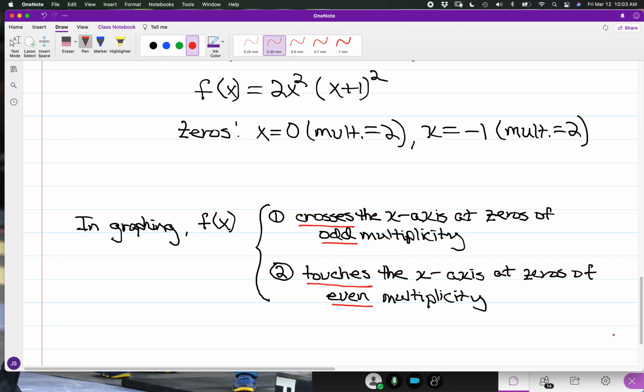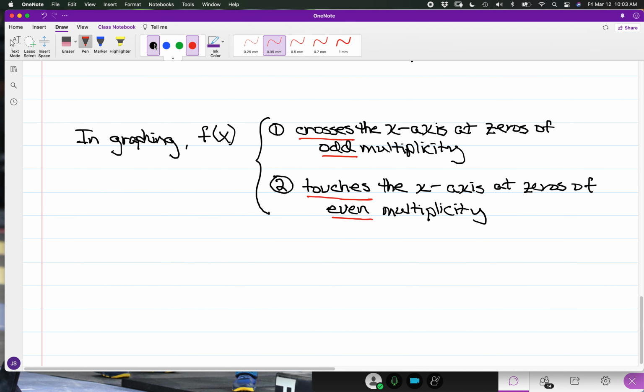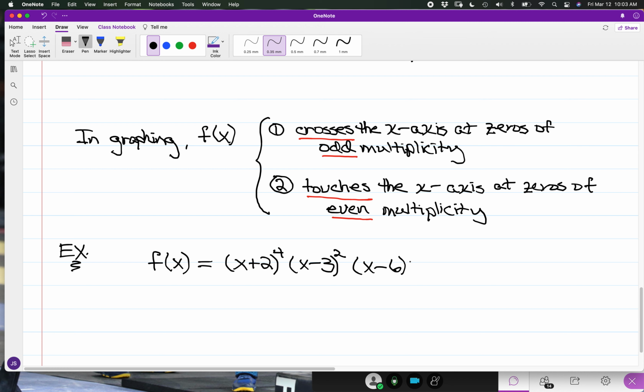All right, and to give you a bit of a visual example, say we have a function, and we'll say f of x is equal to x plus 2 to the fourth, times the quantity x minus 3 to the second, and times x minus 6 to the second, and times the quantity x minus 10 raised to the third.